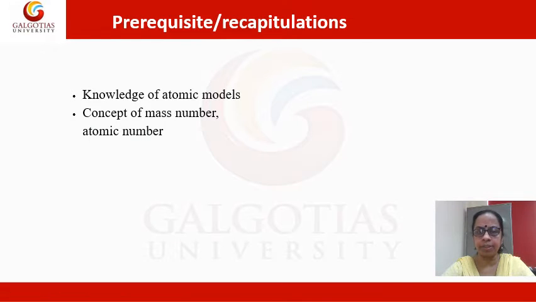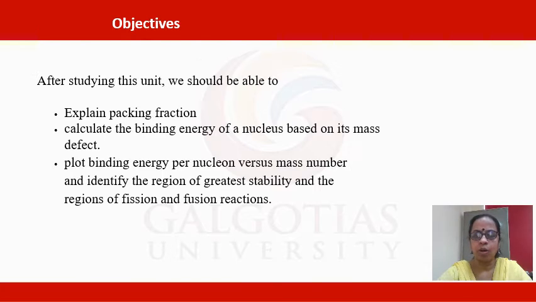As a prerequisite or recapitulation, we should have knowledge of atomic models, the concept of mass number, and atomic number. Objectives: after studying this unit, we should be able to explain packing fraction, calculate the binding energy of a nucleus based on its mass defect, plot binding energy per nucleon versus mass number, and identify the region of greatest stability and the regions of fission and fusion reactions.